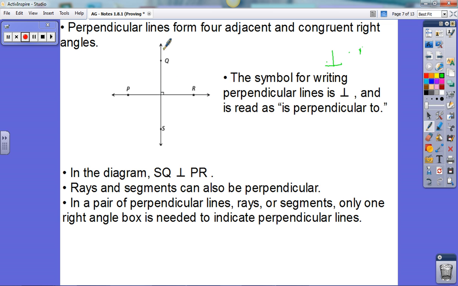So in my diagram, these two lines, which technically I should have these over them, those are showing that those are lines. So I've got SQ and PR, they're perpendicular, so SQ is perpendicular to PR. Rays and segments can also be perpendicular, so I could have a ray perpendicular to a segment, or two rays perpendicular, two segments perpendicular, as well as lines.